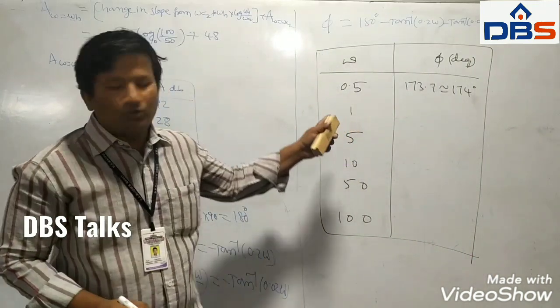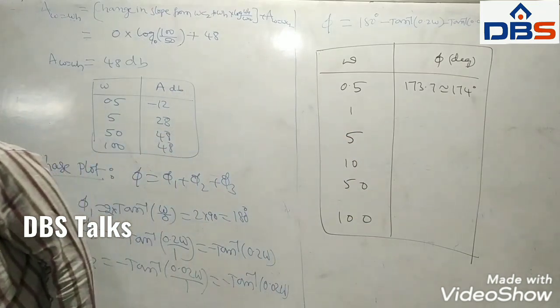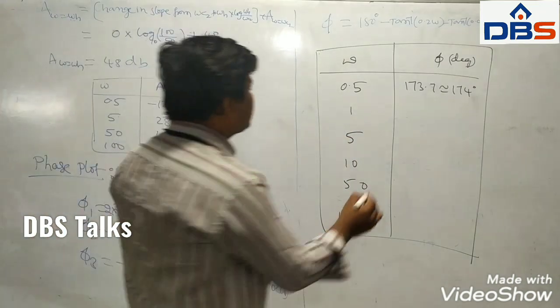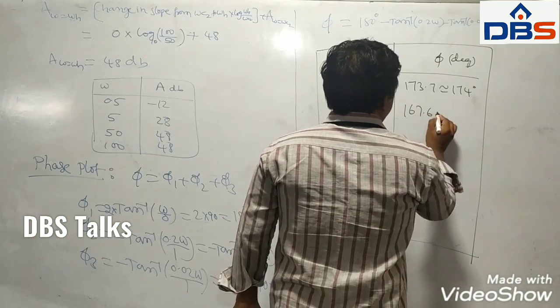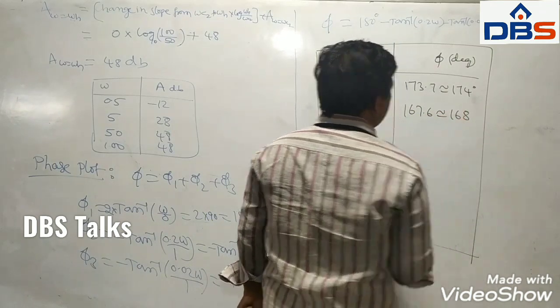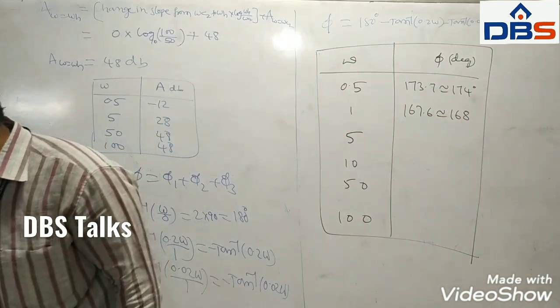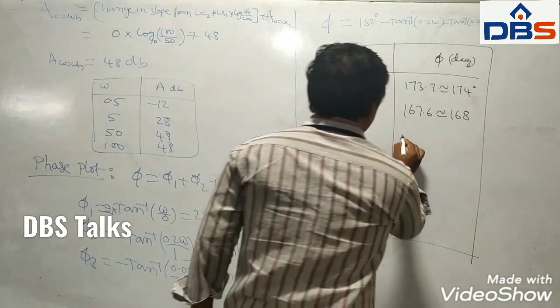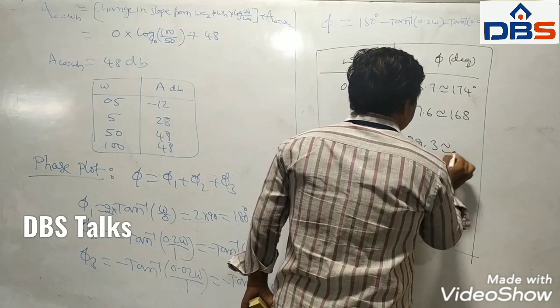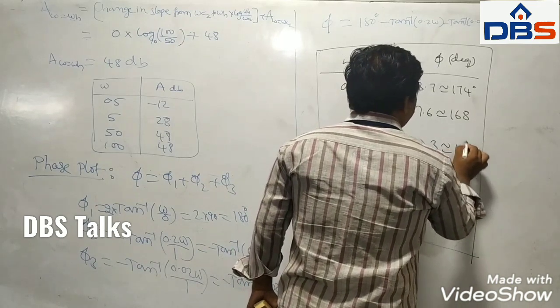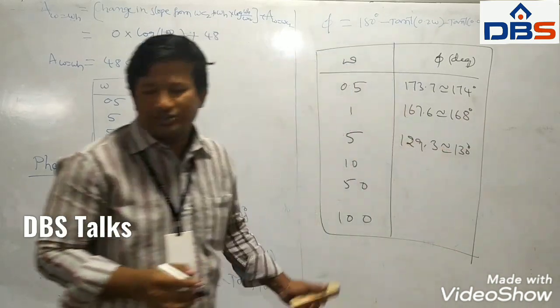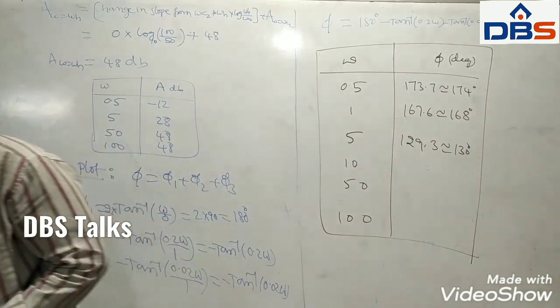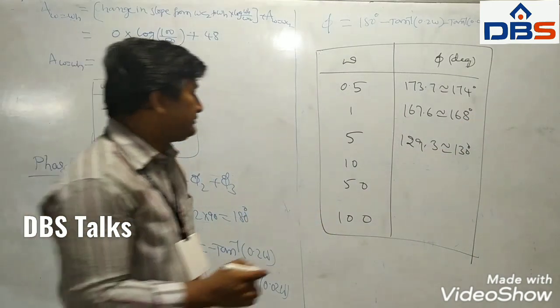So suppose we put omega equal to 1, the value is 167.6, approximately 168 degrees. Suppose we put omega equal to 5, the value is 129.3, approximately 130 degrees, and we substitute omega equal to 10, the value is 105.3.